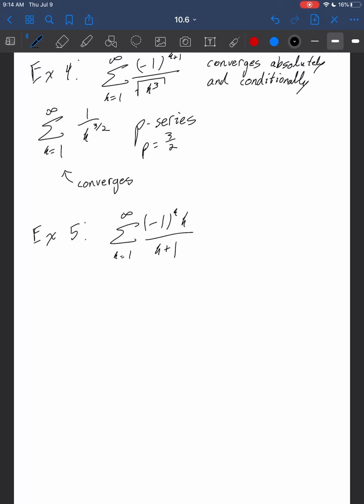So this is no longer going to be a p-series when we take our absolute values, so we can't just automatically use our p-series test to tell if this is going to converge or diverge. A good way to think about this, however, is I have a k over a k plus 1. As we get really, really big, this k plus 1 is really going to behave a lot like a k here.